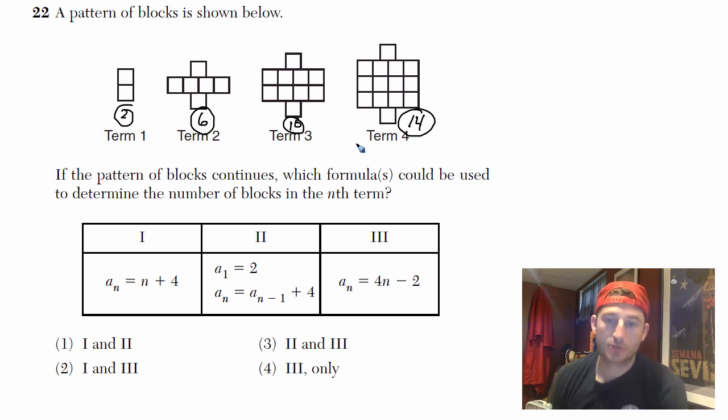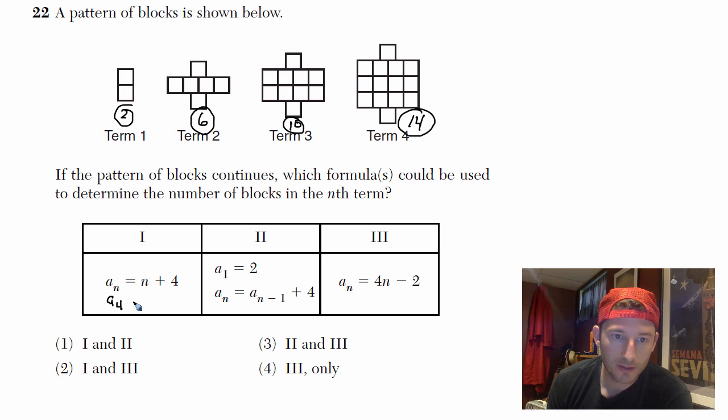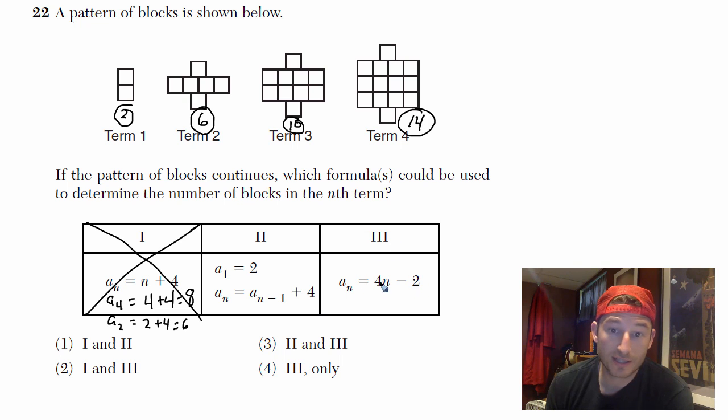All right, so we know how many blocks are in each term. Now we just got to test the patterns here, right? Number 1 says, it's basically saying, if I want to know what's in the 4th term, I take 4 and add 4 to it, which gives me 8. But that's not true, right? And it seems to only work for the 2nd term. If I want to know what was in the 2nd term, 2 plus 4 is 6. It works for the 2nd one. It doesn't work for the 4th one. So 1 is out.